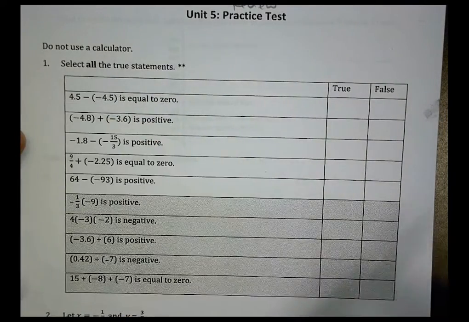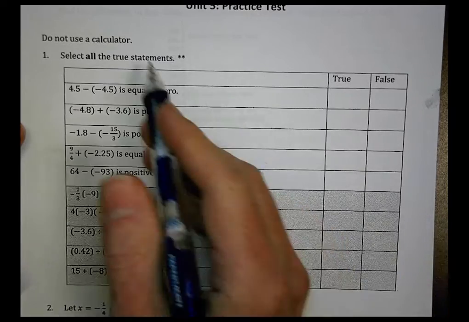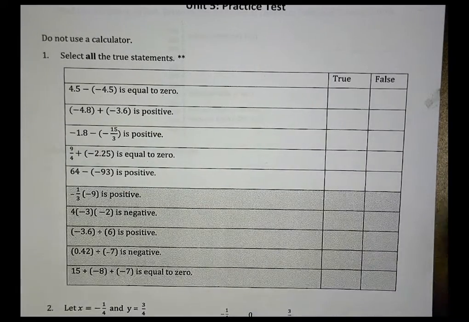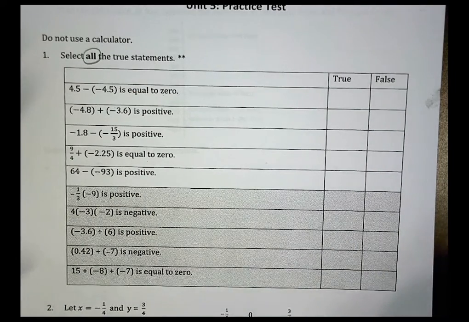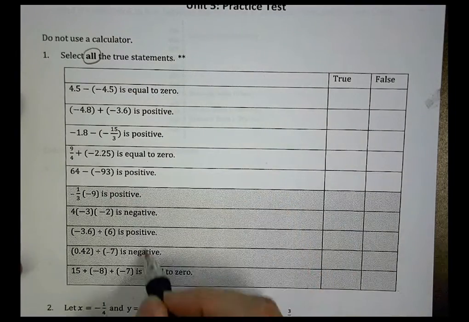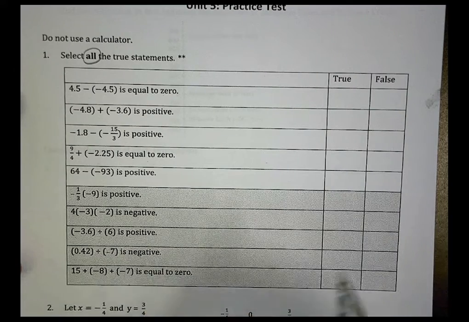So first of all, it says do not use a calculator in this first part. And this is just a review for what's coming up on your test next week. It says select all the true statements, which means some are true and some are false. So make sure you read every single one of these to see what you come up with.